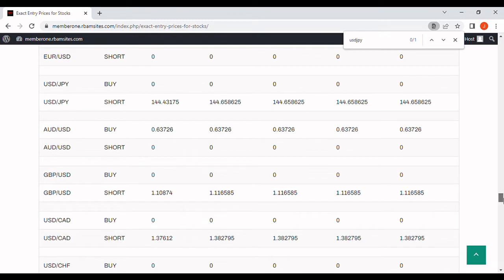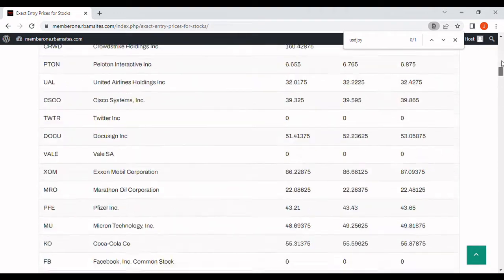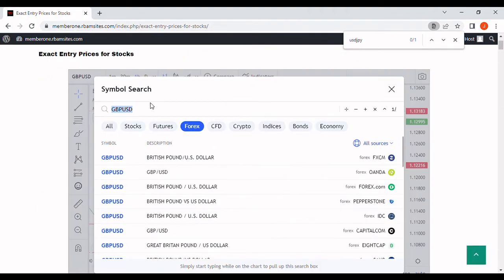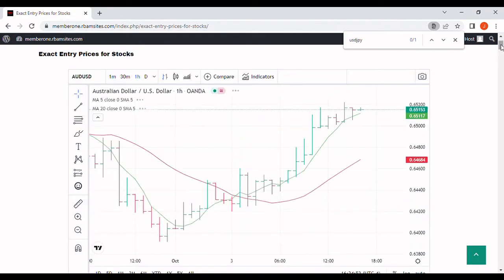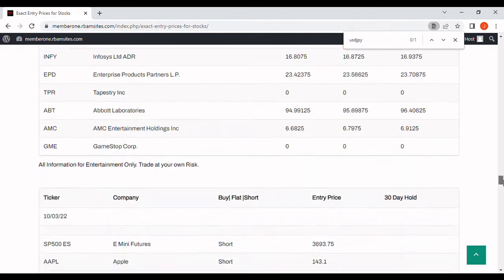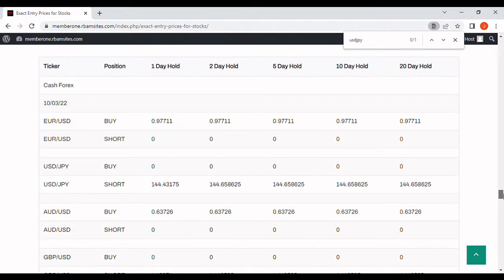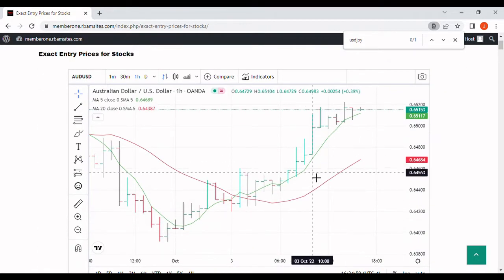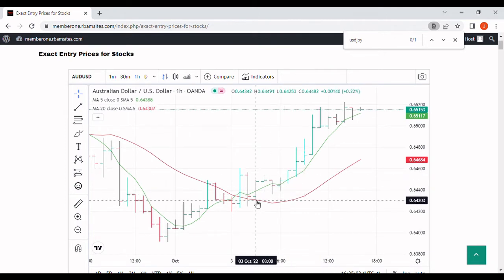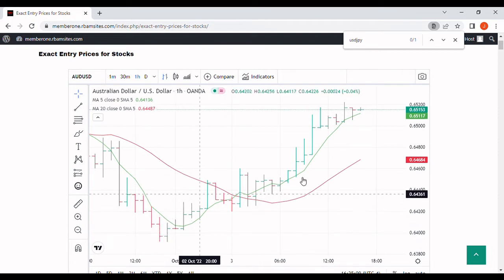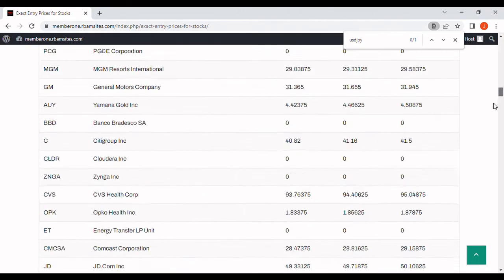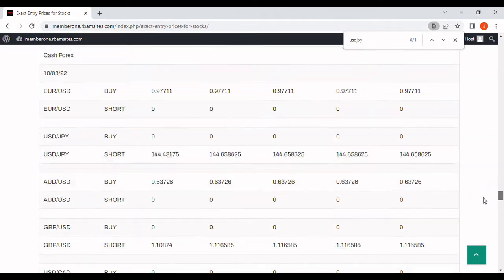Let's take a look at the Aussie versus the dollar, 63.72, and it looks like to buy. Buying at 63.72. The price did not go that low. So we could get in quite a few of these. And let's go down here and take a quick look and see exactly how many we've got available.